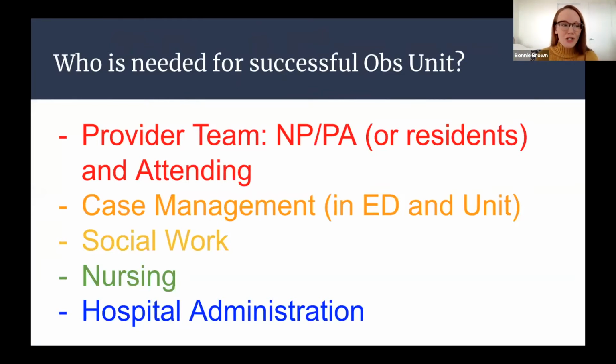So who do you need on your team to make sure that you have a successful observation unit? So you need your providers. So our units are staffed by nurse practitioners or physician assistants along with an attending. I know that you guys also work in the observation unit there at Kings County. But across the board, it's going to be different depending on different hospitals' needs. We work very closely with our case management department. We have a dedicated observation case manager who helps to review all the cases that come into observation and help to make sure that the dispositions are correct.